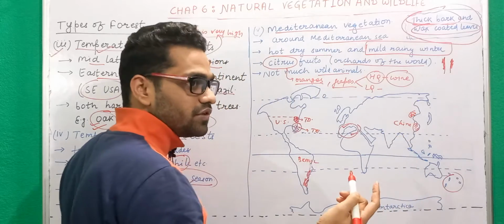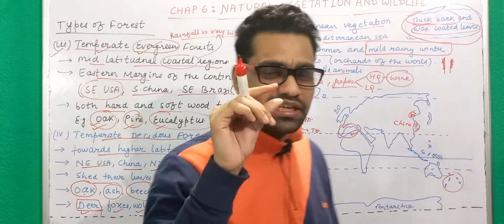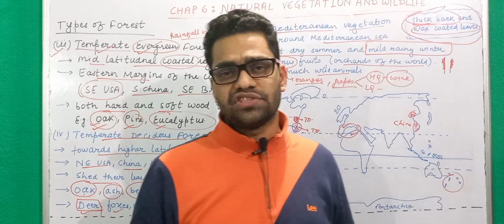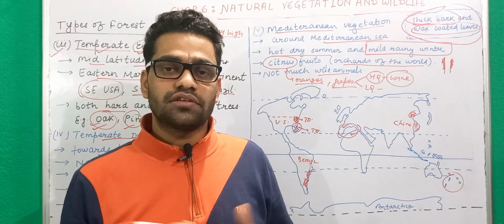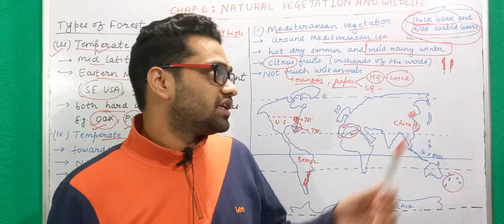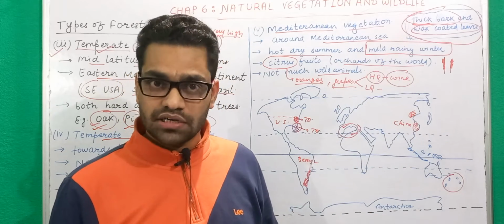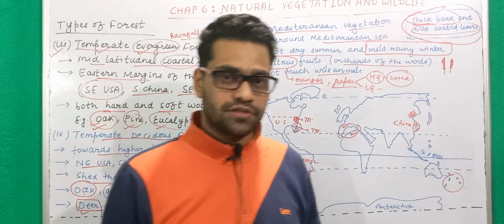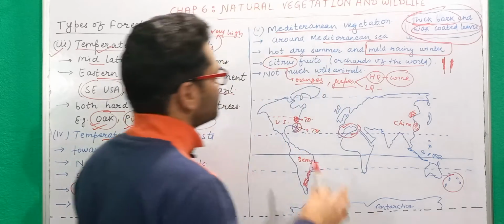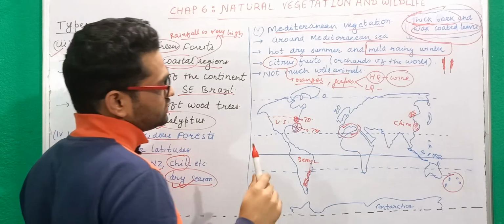Again the same phenomenon, you will find some thick leaves here. This is mainly to avoid water loss through transpiration. So that is why we have thick bark and also wax coated leaves. Okay, now this is the speciality of Mediterranean vegetation.